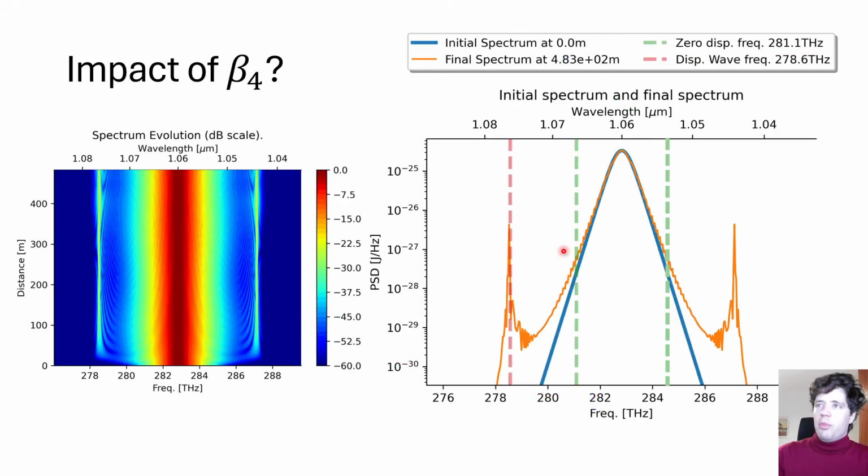And if we run the simulation as before, we can see that we get 2 different dispersive waves, one here at a lower frequency and one at a higher frequency. And as predicted, they're 2.5 times further away from the carrier than the zero dispersion frequency is.